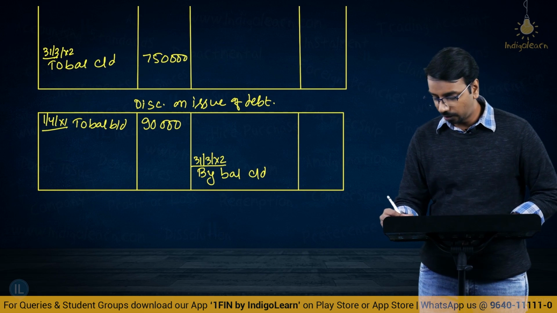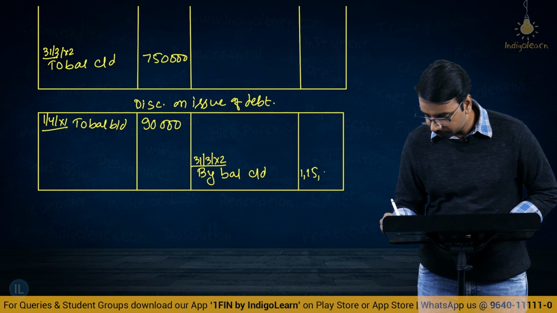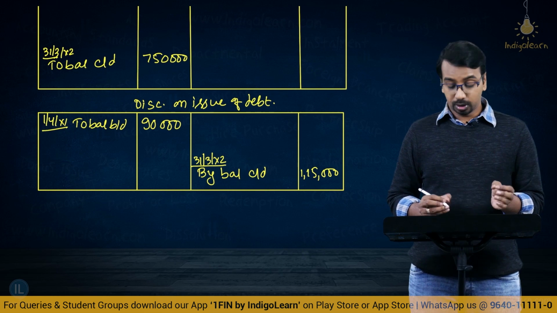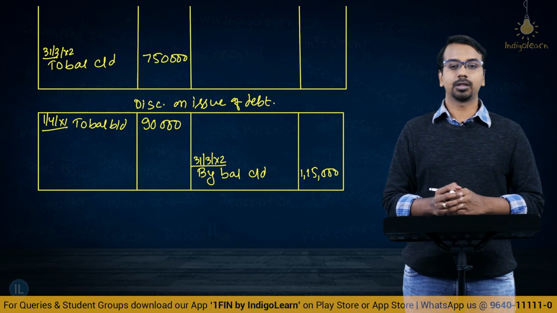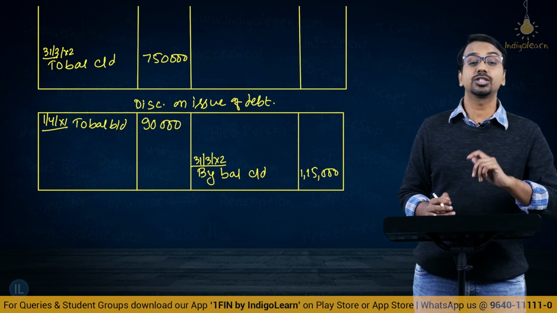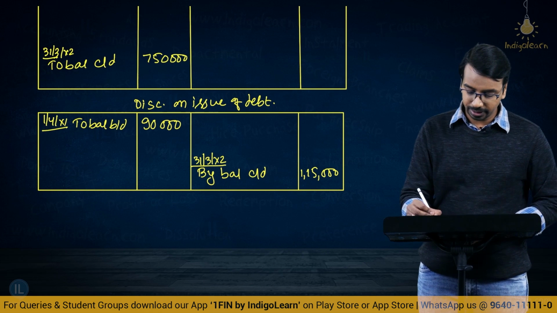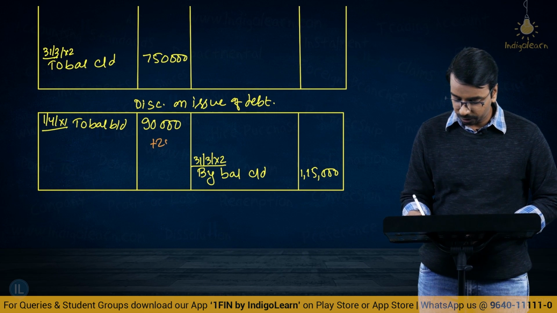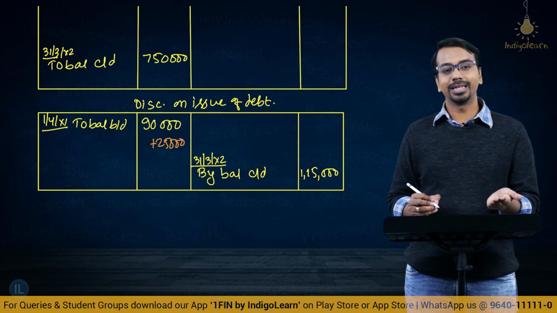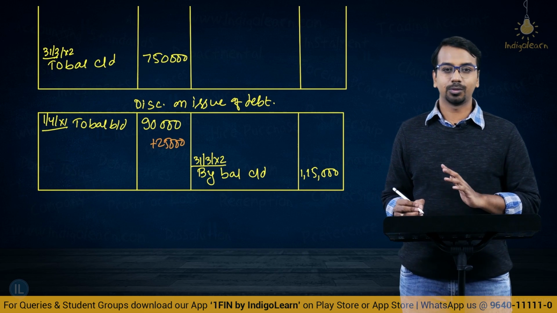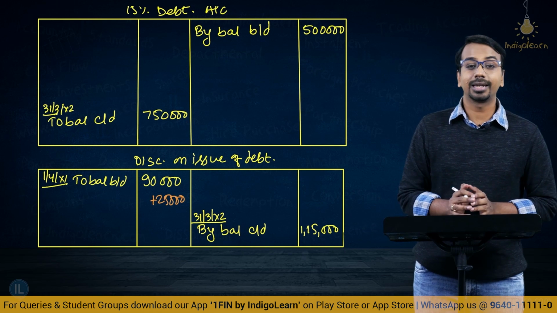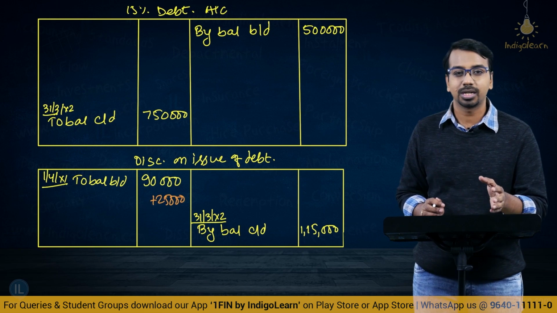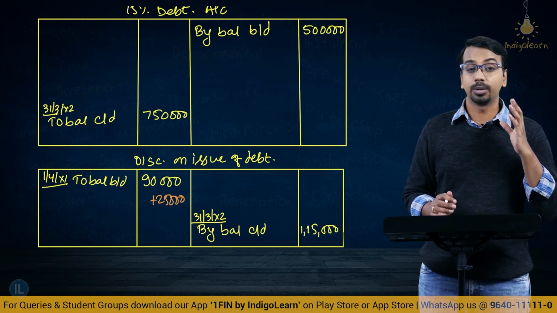By balance carried down, you have 1,15,000. Now, discount opening balance was 90,000, closing balance is 1,15,000. We can see there is a net increase of 25,000, right? Because of this net increase of 25,000, 90,000 would have become 1,15,000. Does it mean that from this 2,50,000 increase of debentures, we gave 25,000 as discount? Again, that we cannot conclude immediately.